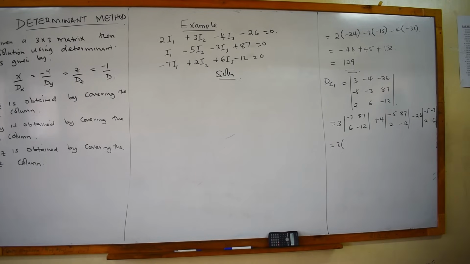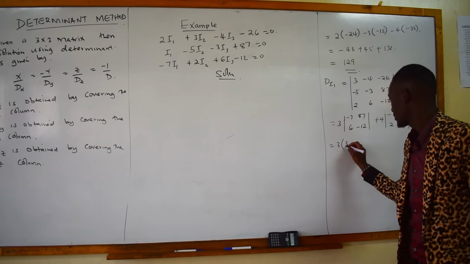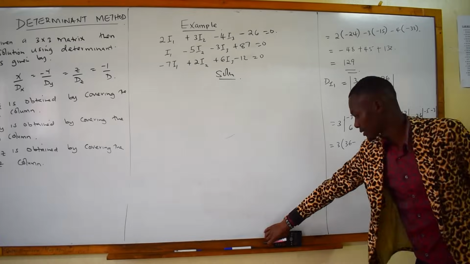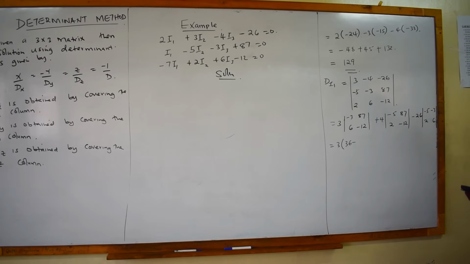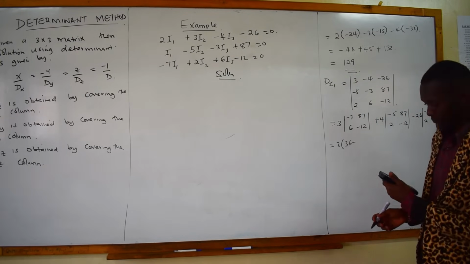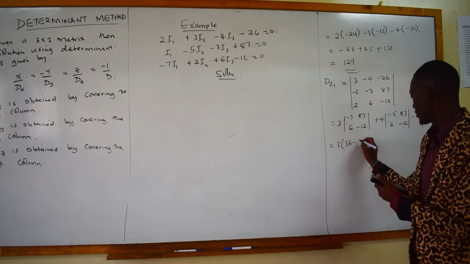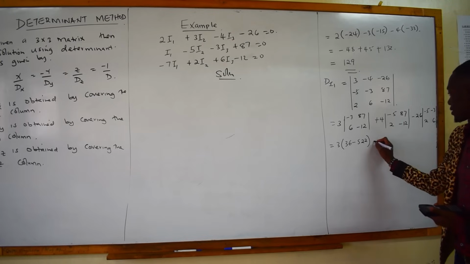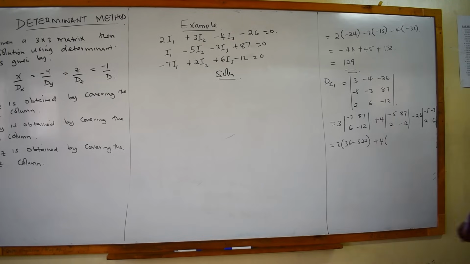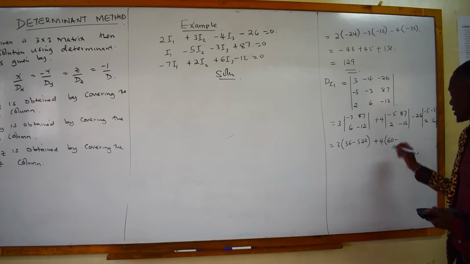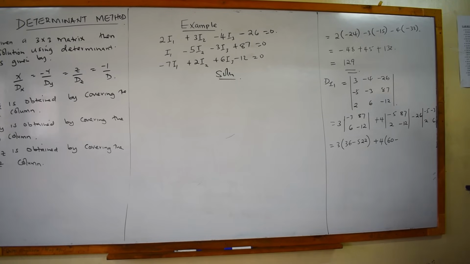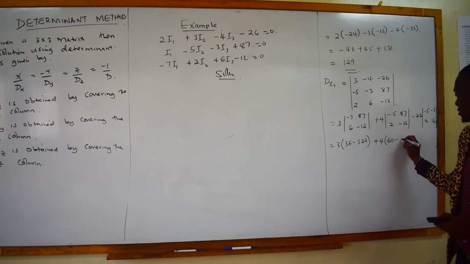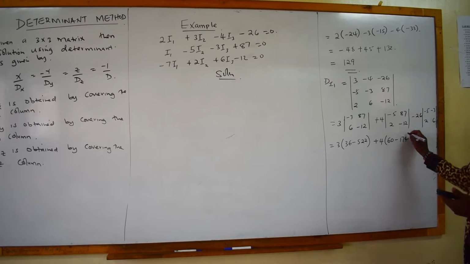Therefore, we shall have 3 times negative 3, negative 12, that gives you positive 36. Then subtract 6 times 87, which gives you 522. Then plus 4, you have negative 5 times negative 12 gives you 60, which is positive. Minus, then you have 87 times 2, which is 174.